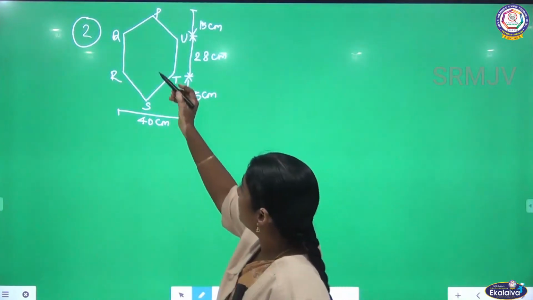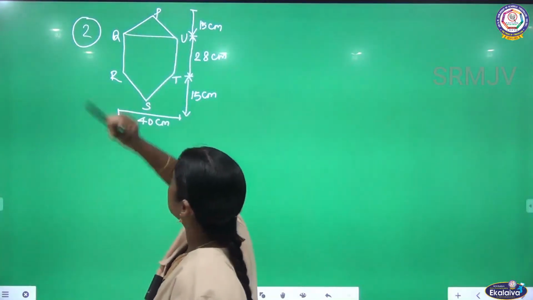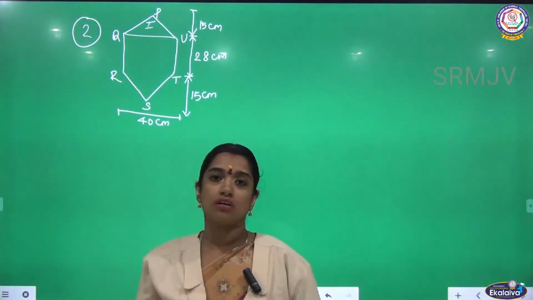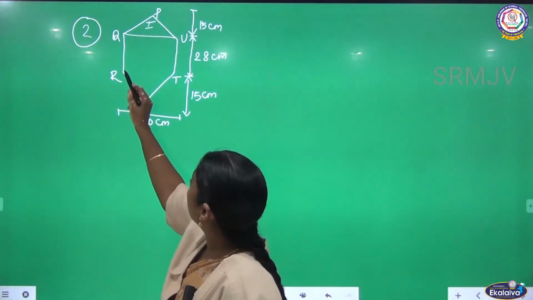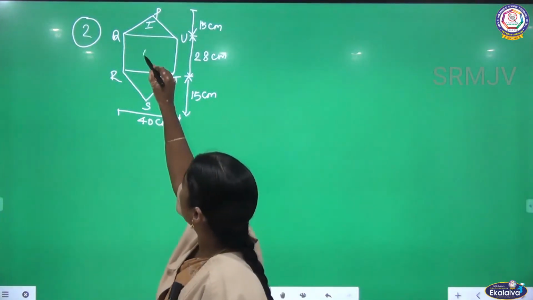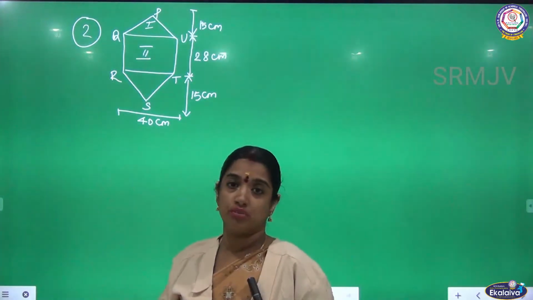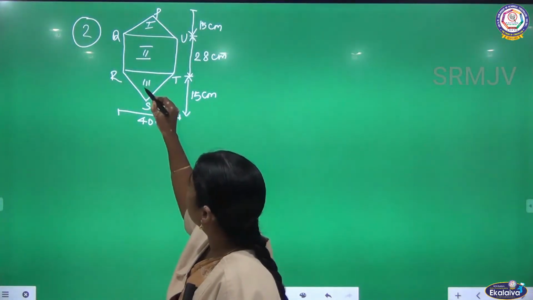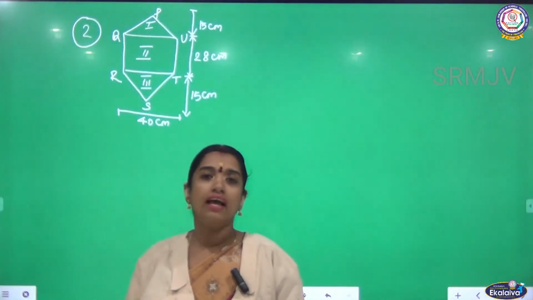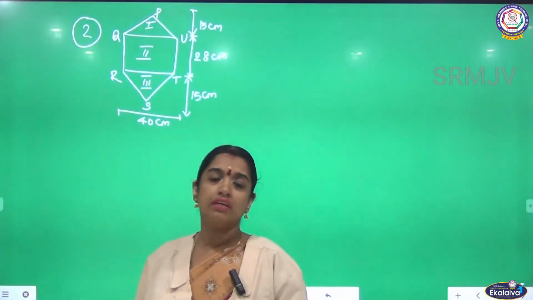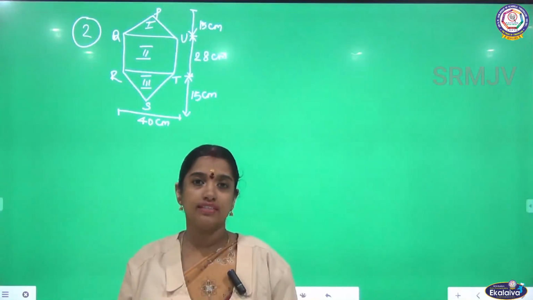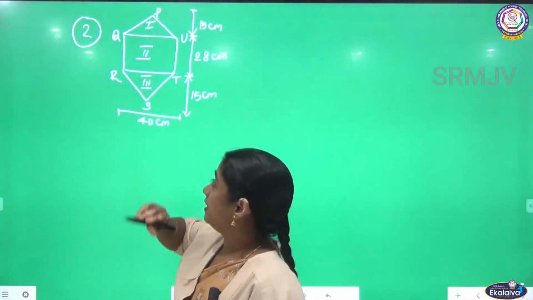So what is that? If I join a line like this, I can get one triangle. So I mark it as 1. And if I join like this, one more shape I can get. So I will mark it as 2. And this is again a triangle. So I can substitute the area of a triangle and area of a trapezium. If I substitute and I add, I can get the area for this hexagon.